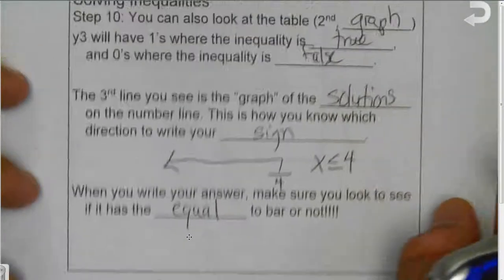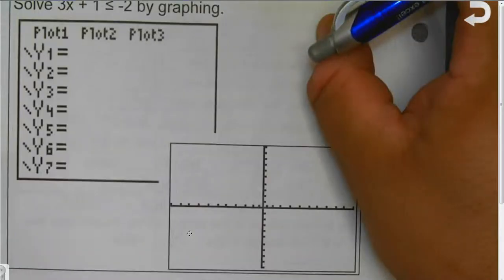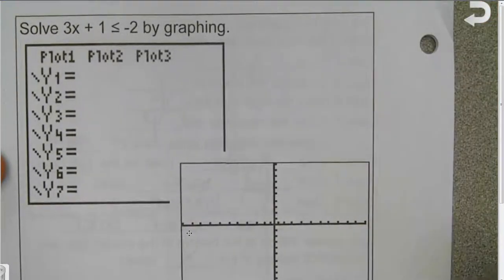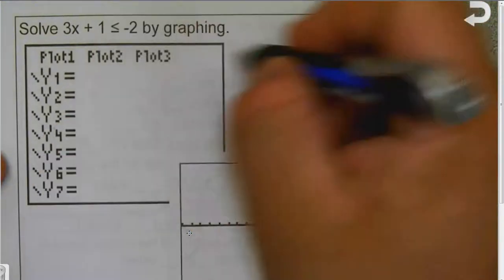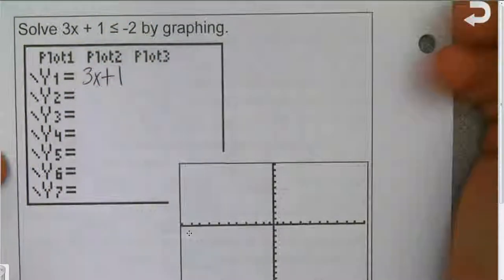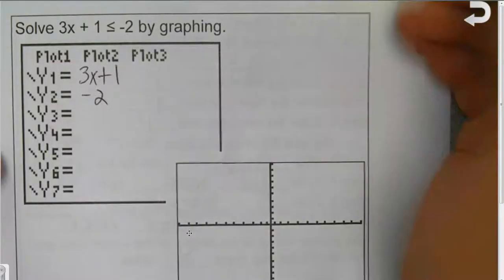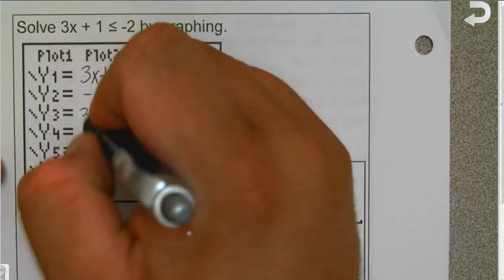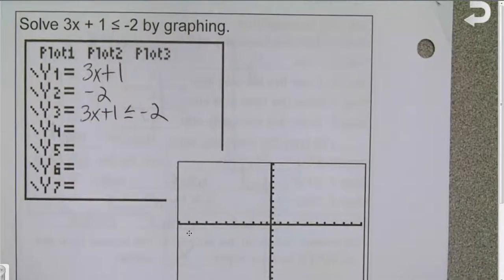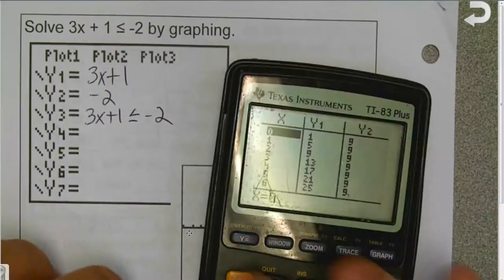So let's take a look at one of these in practice. So I have 3x plus 1 is less than or equal to negative 2. So when I go to the calculator, I'm going to put 3x plus 1. I'm going to put negative 2. And then I'm going to do 3x plus 1 is less than or equal to negative 2. So let's go ahead and go to the calculator and do that.